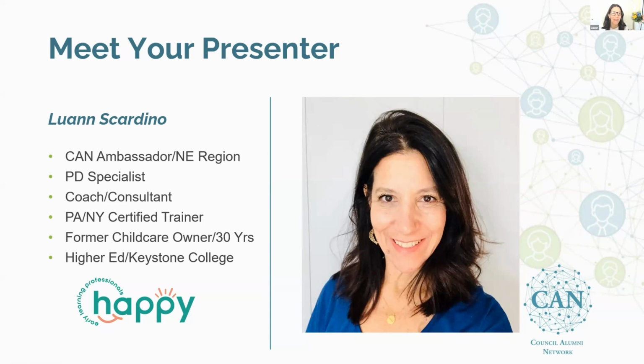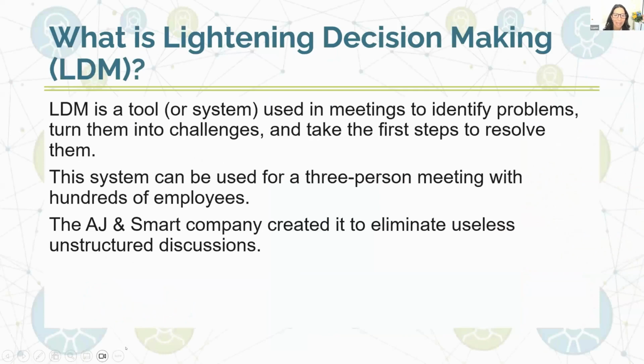I hope that you have some great questions at the end for me. Take some notes. I'm going to try to get you a little bit involved in this process so you can really understand it. But let's go to the next screen and we'll talk about what this is all about. So what is lightning decision making? Lightning decision making is a tool you can use at meetings to identify problems, turn them into challenges, and take the first steps to resolve them.